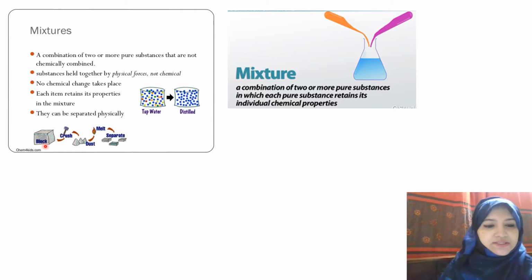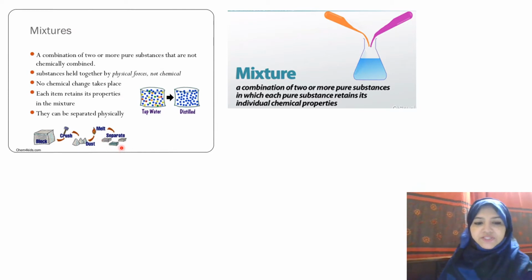Or look at this process. This is a block, a solid mixture, and if we crush this, it converts into dust particles, and if we melt them, they can be totally separated from each other. And we can get our individual components.